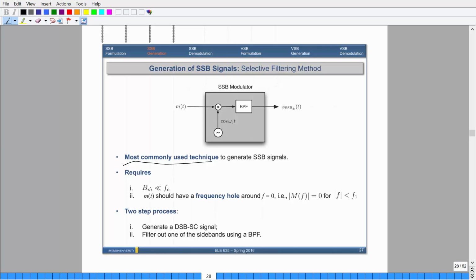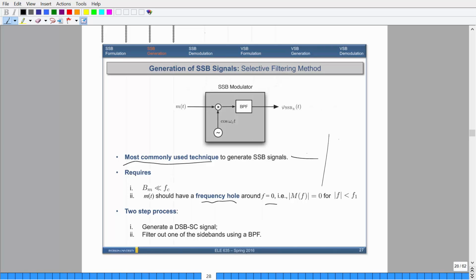So this requires the following two assumptions. The first is that you have to make sure that the bandwidth of the message signal is much, much less than the carrier frequency, which actually makes sense. Now, the next assumption is a little unorthodox, but it will make sense once I show you some diagrams. The message should have what's known as a frequency hole around f equal to 0. What this means is that if you have a baseband signal with your spectrum, from 0 up to some frequency, there should be no frequency content.